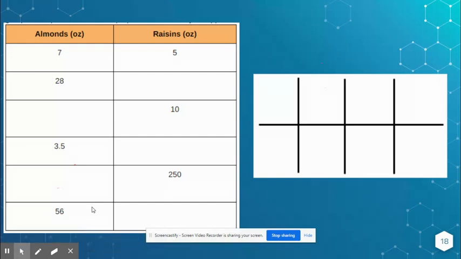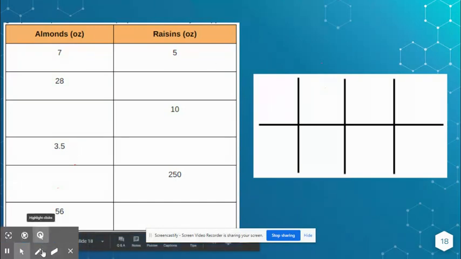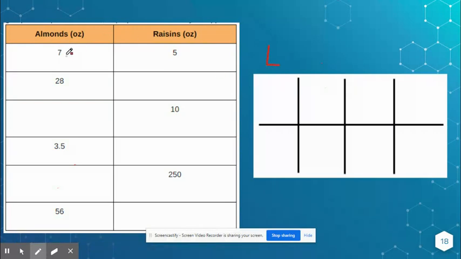Now we are going to use this to solve some problems for almonds and raisins. For every 7 almonds, there are 5 raisins. So we draw our table, and remember the first one is to label. What does that mean? We label the unit. This is almonds, and then this is raisins. Okay? And then we put the information that we know. So for every 7 almonds, there are 5 raisins. And then we go to the next line.